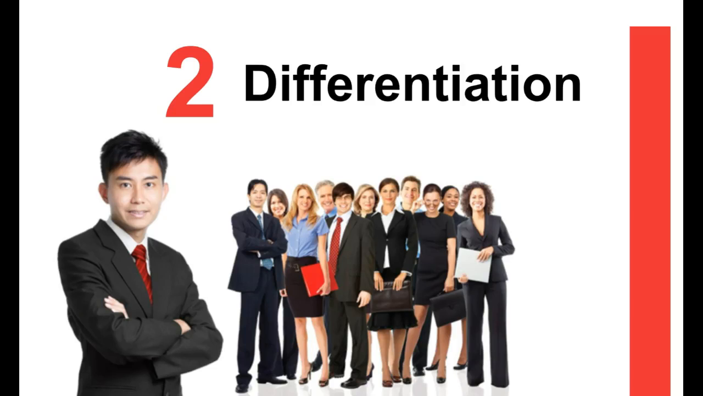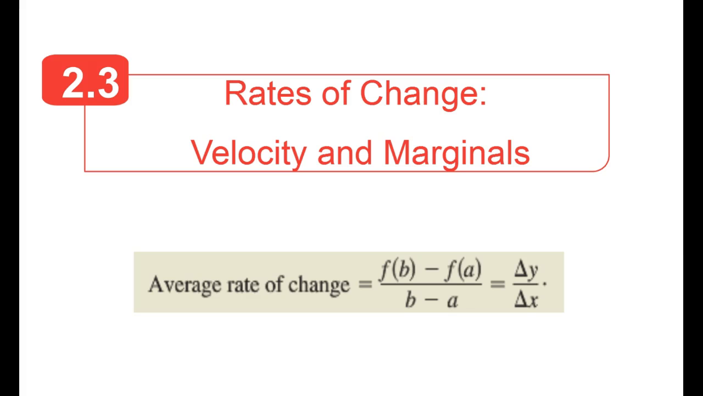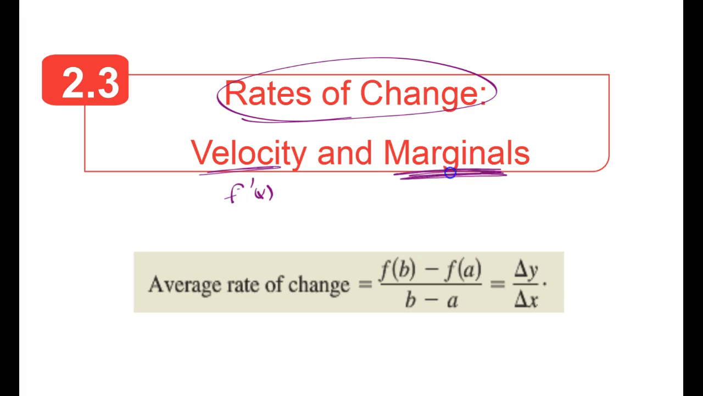Welcome to Business Calculus. Today we're going to be looking at section 2.3, rates of change, and remember the velocity is the first derivative. And marginal, we're going to find out marginal revenue, marginal cost, and marginal profit are all rates of change. And a rate of change is nothing more than the slope, y minus y over x minus x, slope of the tangent line, which we know now as the derivative.